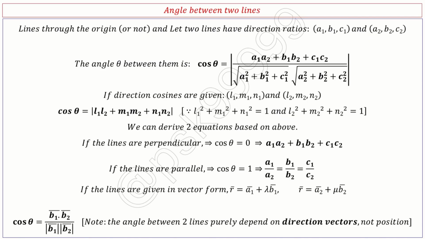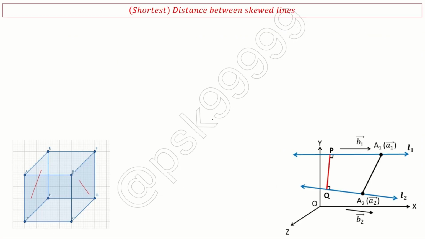Next, let's understand the shortest distance between skewed lines. What is a skewed line? First, we'll understand. Unlike in 2D geometry, where two lines can either be parallel or intersecting, with no other option, in 3D geometry two lines can be neither parallel nor intersecting. They can be skewed.